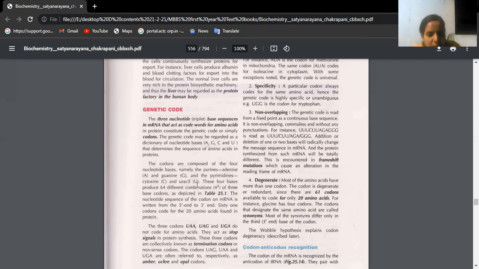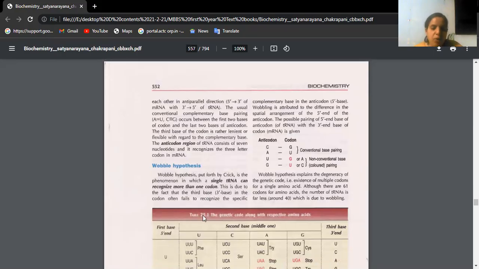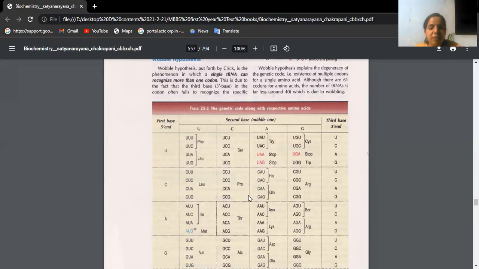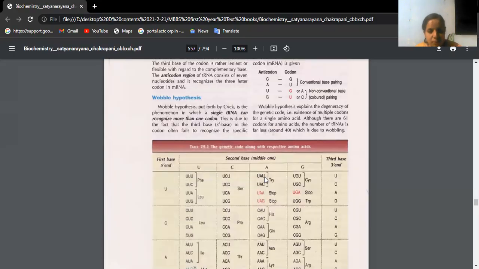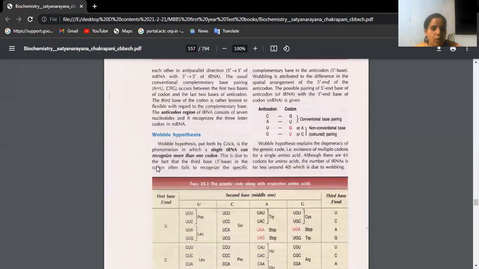So here you have a few examples, like UUU. It's a genetic code which is coding for phenylalanine. UUC is also coding for phenylalanine. Like that, we have so many genetic codes which are coding for different amino acids. Okay, leucine, lysine, proline, threonine, serine, arginine, glycine, and so on.